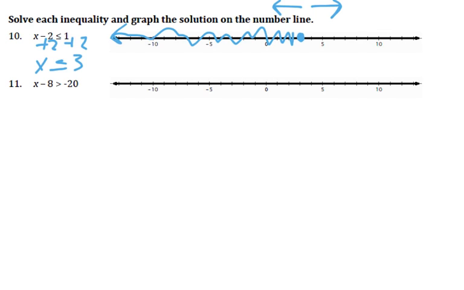Okay, 11, same idea. Add 8 to both sides, I get x is greater than negative 12. So I go to negative 12, and I say, okay, can x be equal to negative 12? It cannot. It does not have the equal to, so I have to leave it hollow. And it says x is greater, so then I shade to the right.